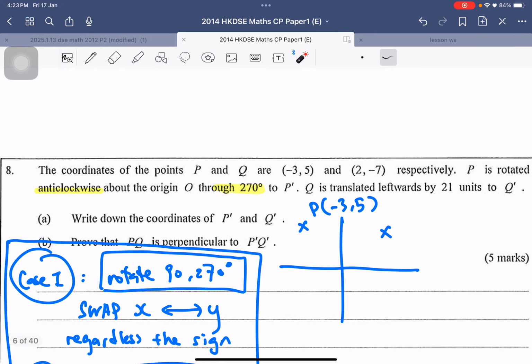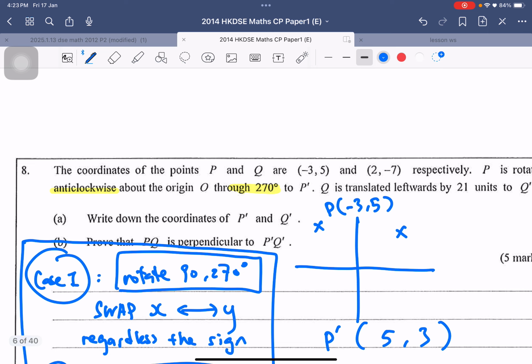So now, because this is anti-clockwise 270 degrees, this is case 1. So the first step we're going to do is swap: 3 and 5 becomes 5, 3. Then we decide the positive or the negative. At this area, the x must be positive and the y must be positive. So both of them must be positive. Then you're done. Okay?